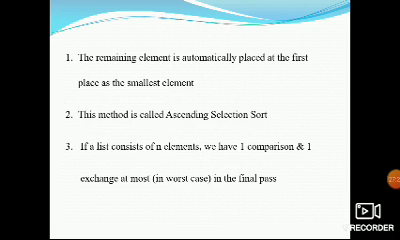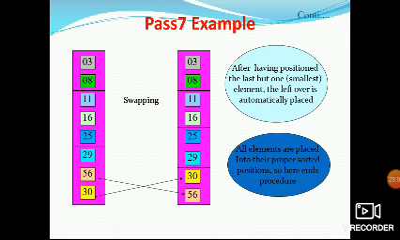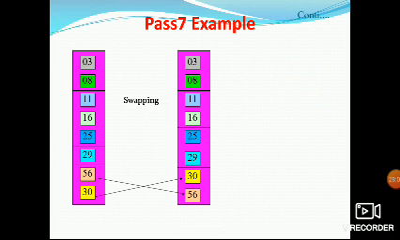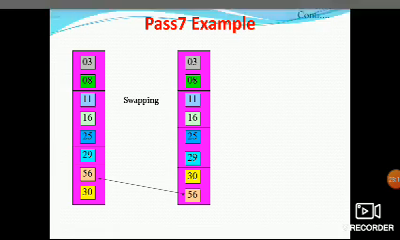The remaining element is automatically placed at the first place as the smallest element. So this method is called ascending selection sort. If the list consists of n elements, we have one comparison and one exchange at most. So this is the worst case in the final pass. So we did the 7 passes.